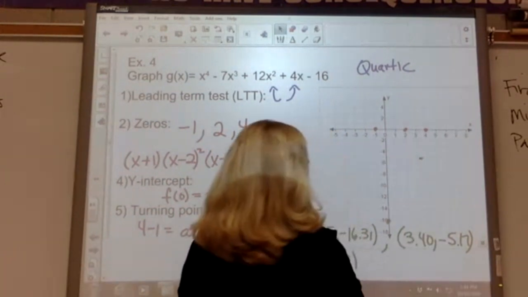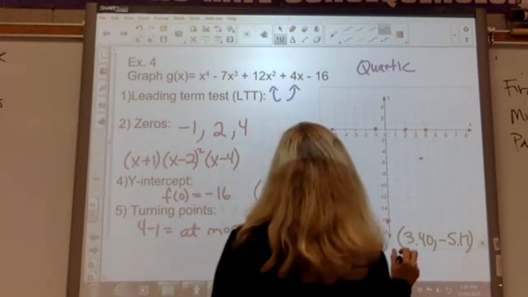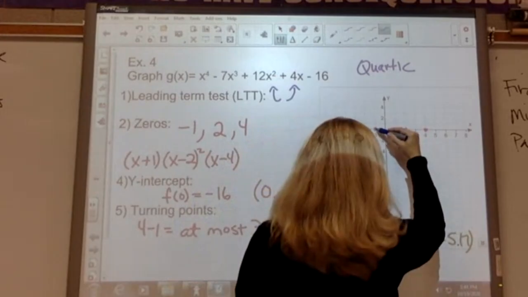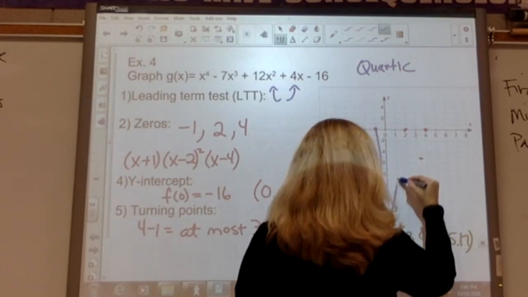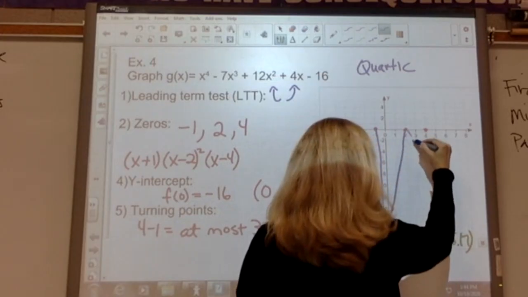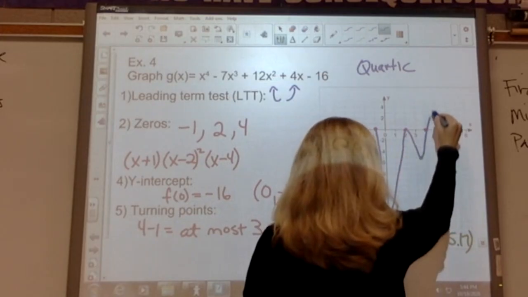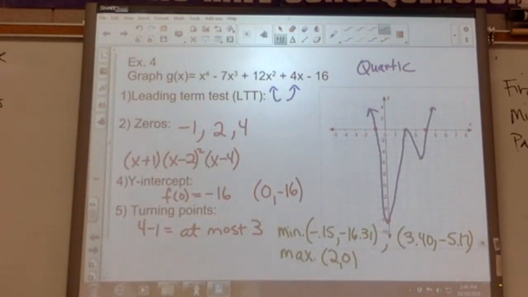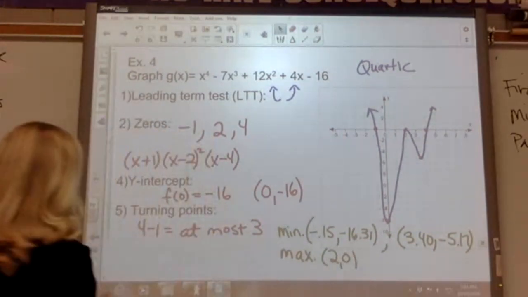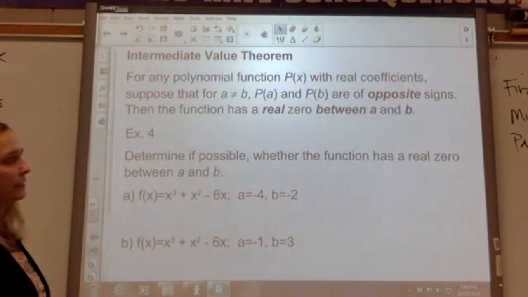Okay, so this graph is coming down. It is here, comes up, touches at 2, comes back down, goes back up like this. Okay. All right, so that is graphing. And now this last little bit is very easy.